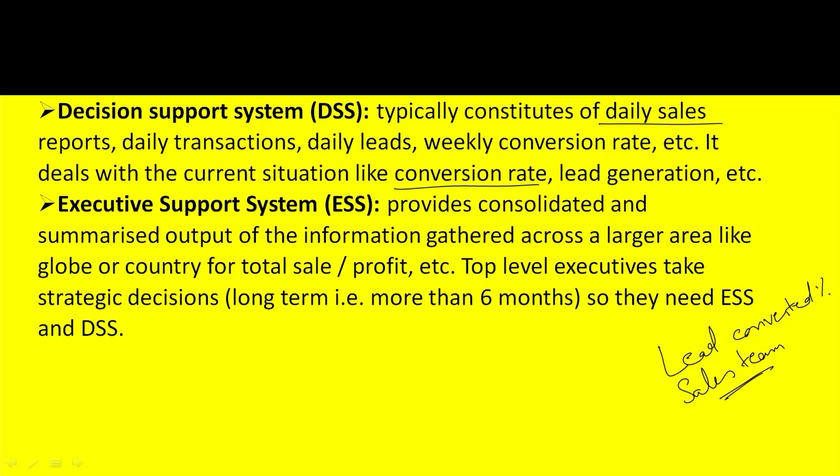So, here we are not just comparing the sales outlet, we are comparing the efficiency of the sales team and every individual in that sales team. Okay. So, that way, what is the conversion rate? Who can do upselling? Who can do more of cross selling? All those things are decided on the basis of DSS.